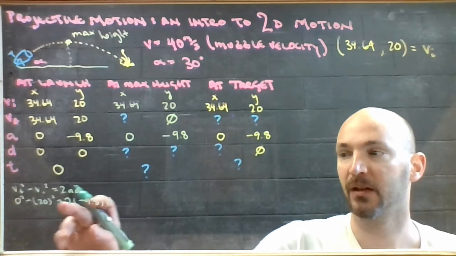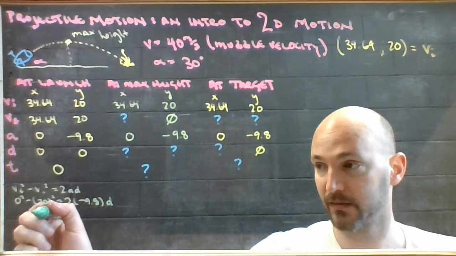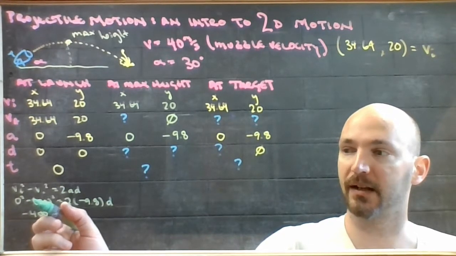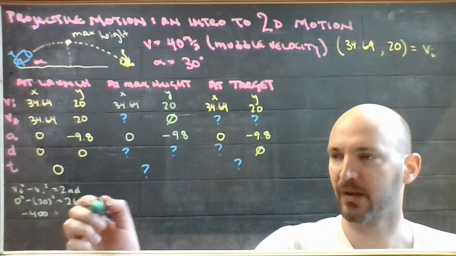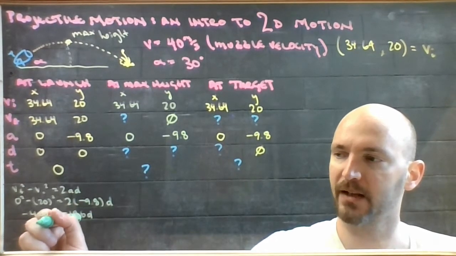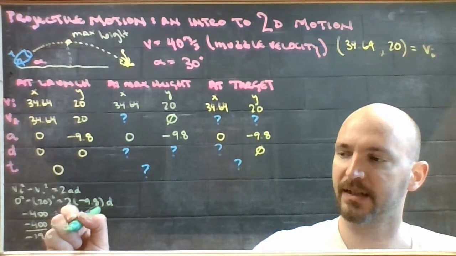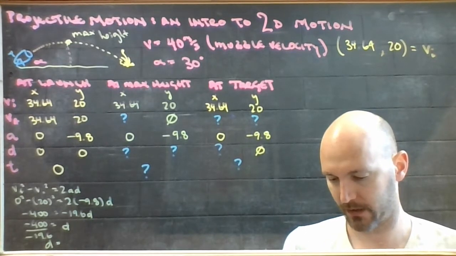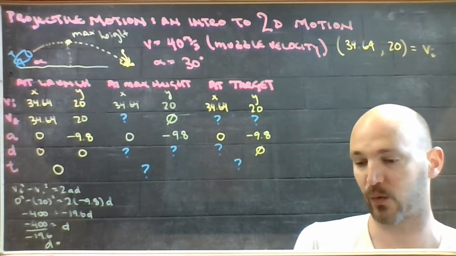That's good. 20 squared is 400, negative 400. Be careful about that. The square doesn't eliminate this negative because the negative is outside of the square operator. So just be careful. 2 times negative 9.8 is negative 19.6. So negative 400 divided by negative 19.6 should give me the distance. So the distance is 400 divided by 19.6, which gives me 20.41 meters.